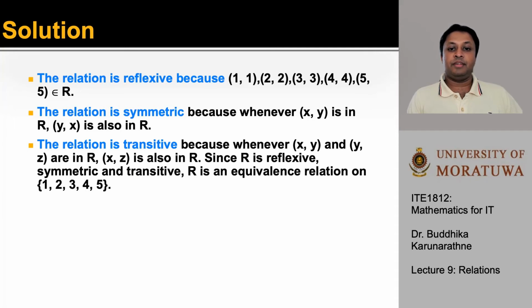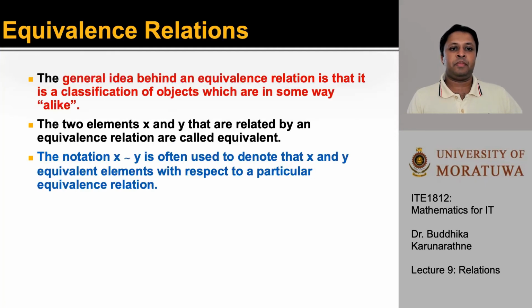So since R is reflexive, symmetric, and transitive, we can call R an equivalence relation on the set {1, 2, 3, 4, 5}. Right. So that's how we decide whether it's an equivalence relation.